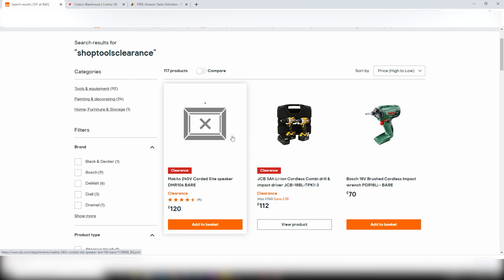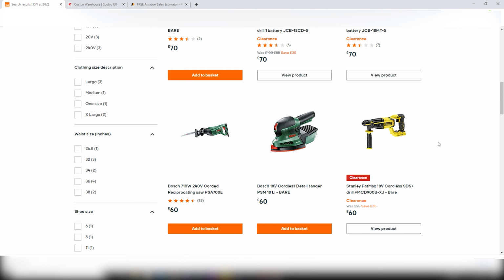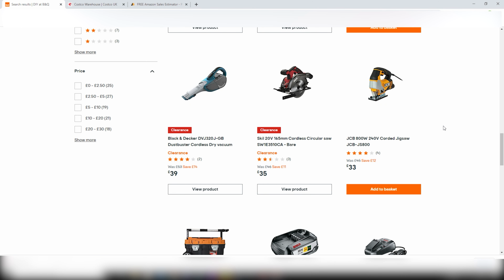Unfortunately, while looking at B&Q today, they didn't have any products that were either cheap enough or well ranked enough to be able to sell on Amazon. I would recommend coming back to here periodically throughout the year to check. However, you will find that after the Christmas period, things like that, it is a little light pickings.